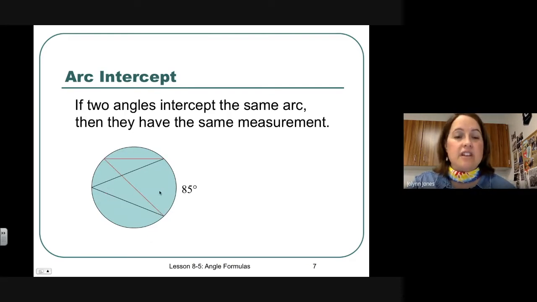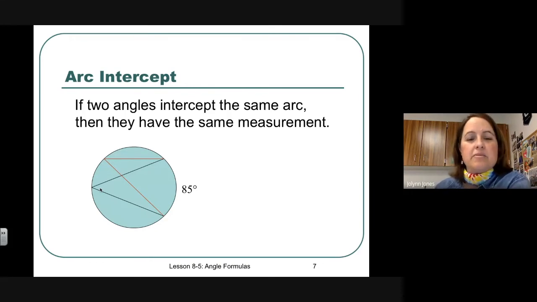Now, here's another one. All I did was take this point and slide it over here. So if we use the inscribed angle theorem, 85 divided by 2 is going to be, what would that be, 42.5. And then this one over here is going to have the same measurement. Just because I moved where the vertex of the angle is, it's not going to change it.